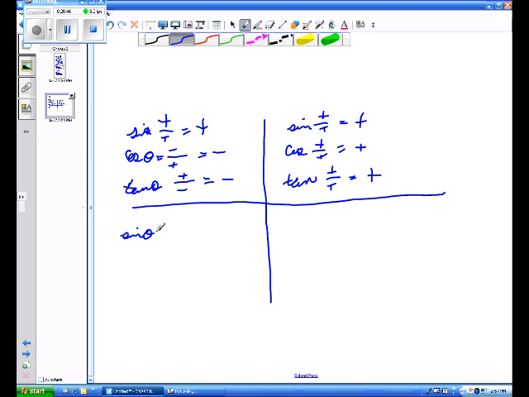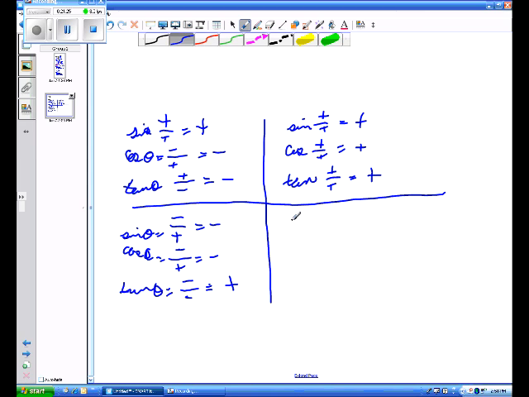In the third quadrant, well, the sine is y, which is negative, over r, which is positive, so the sine's negative. The cosine is x over r. Well, x is negative in the third quadrant, r's positive, so the cosine turns out to be negative. And the tangent is y, which is negative, over x, which is negative, so the tangent turns out to be a positive. So the tangent's the positive one, all the others are negative.